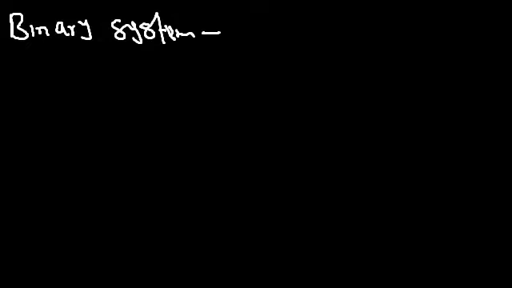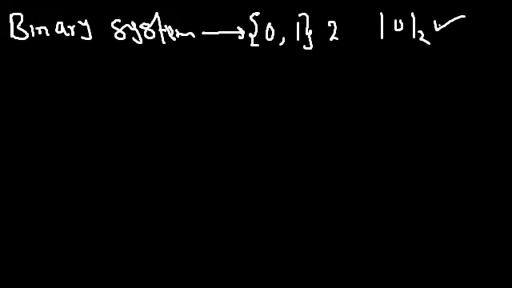The binary system consists of just two digits, 0 and 1. All digits that make up a number or a value in the binary system must not be more than 1, and its base is simply 2. So I can have a number like 101 in base 2. This is absolutely right. The next type of system that we need to be familiar with is known as the decimal system.